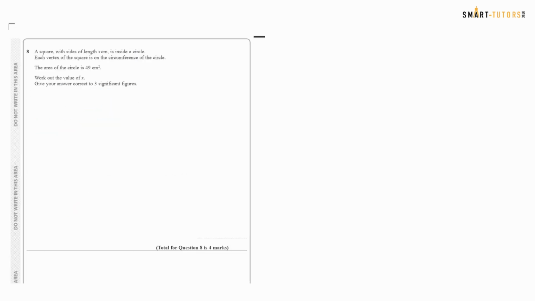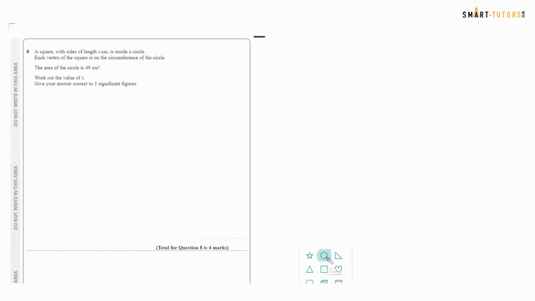Question number 8. A square with sides of length x centimeter is inside a circle. Each vertex of the square is on the circumference of the circle. The area of the circle is 49 centimeter square. Work out the value of x. So in this question, the square is inside a circle. So all 4 corners of the square are going to be on the circumference.